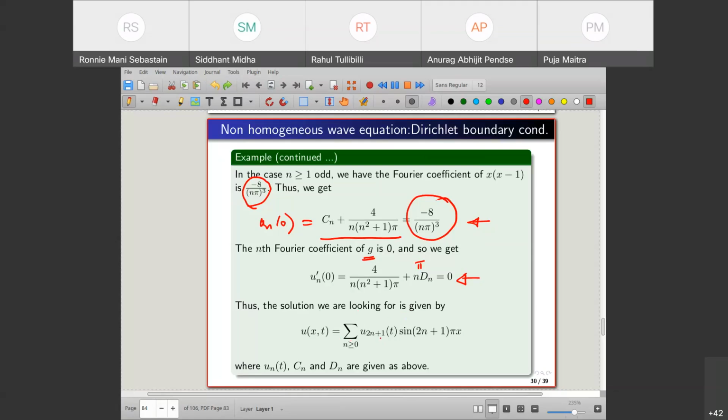u(x,t) is equal to, yeah. So all the n's are odd, as we saw. So yeah.